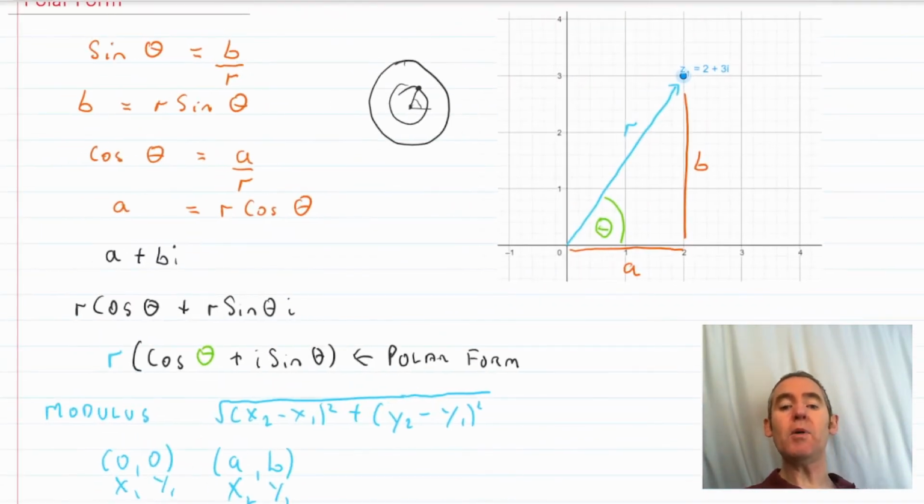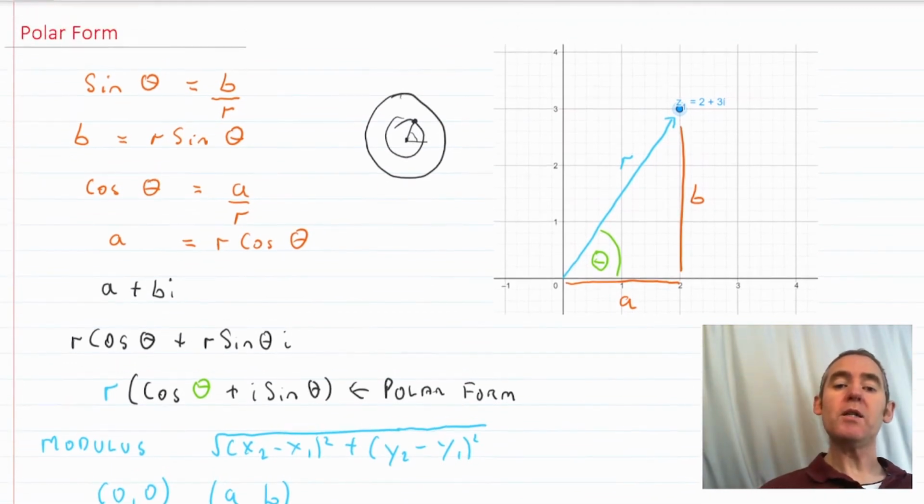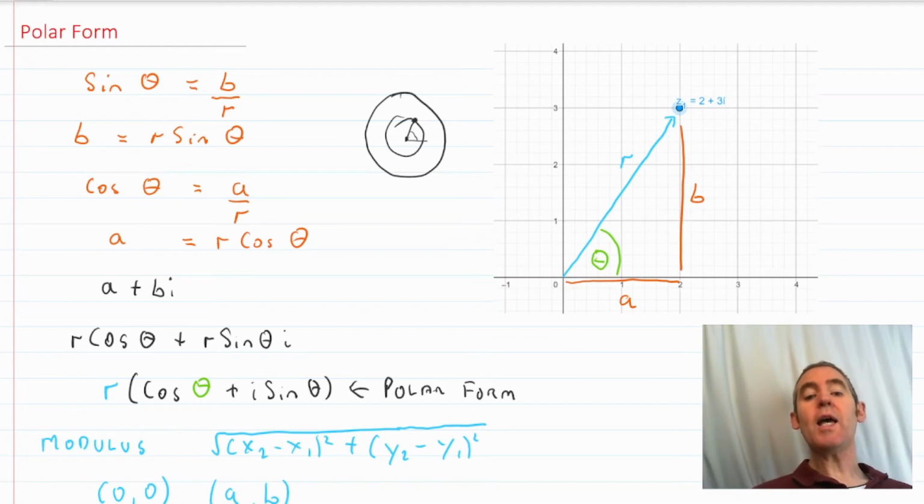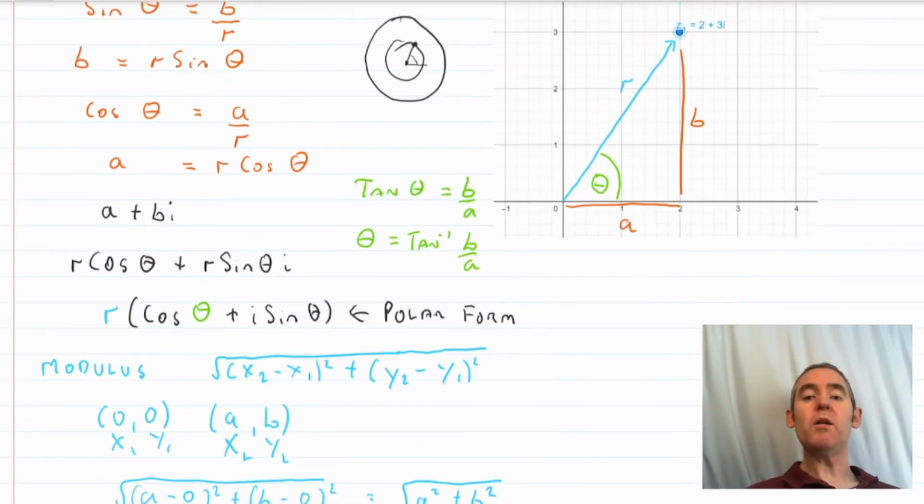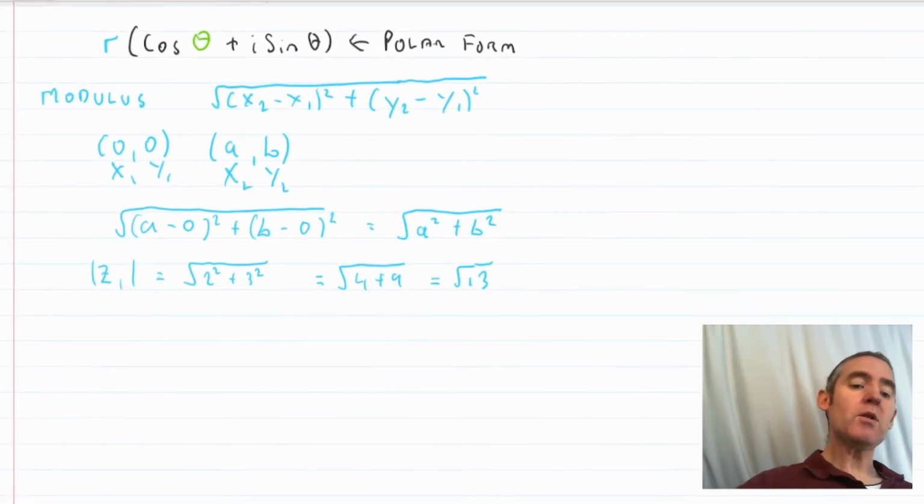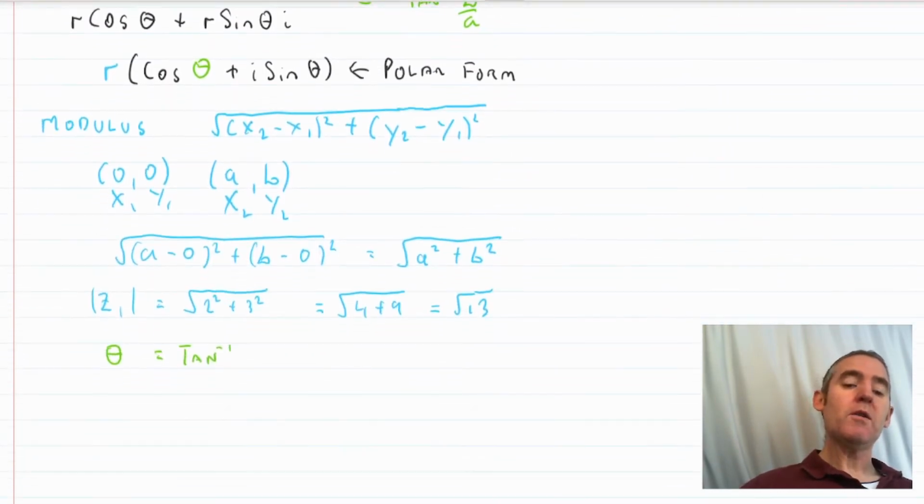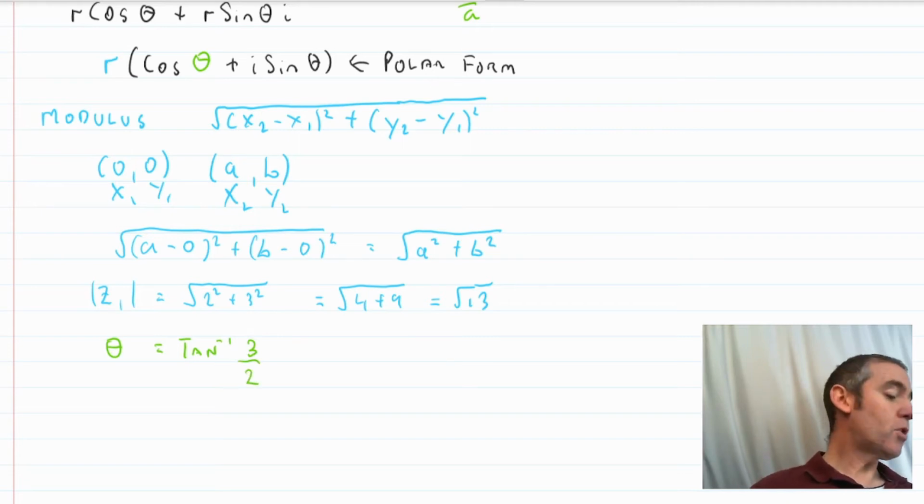Now, how do we find the argument? If we go back to the diagram, we have the opposite and adjacent sides, so we use the tan of theta, which is equal to B over A. So to find theta, it is the inverse tan of B over A. In our example, we use 2 and 3, so theta is the inverse tan of 3 over 2. And you can use your calculator for that.